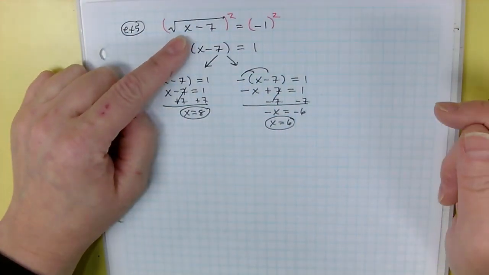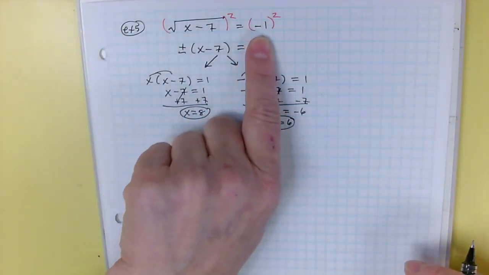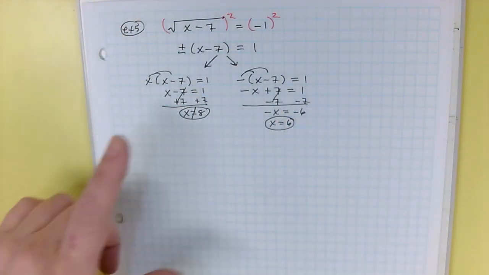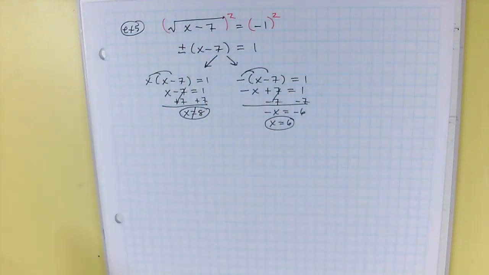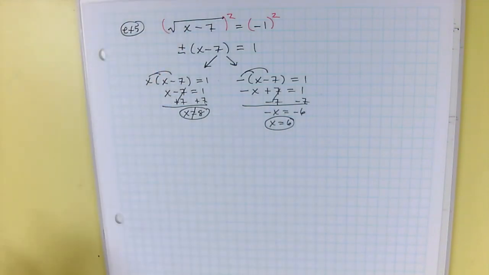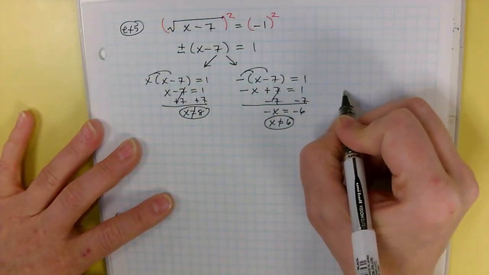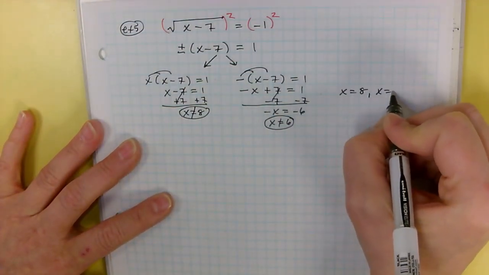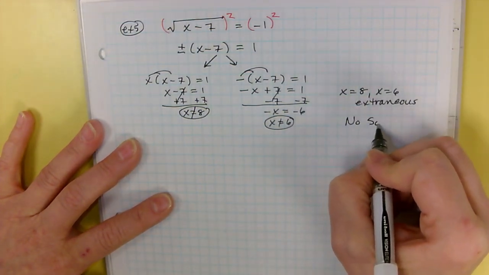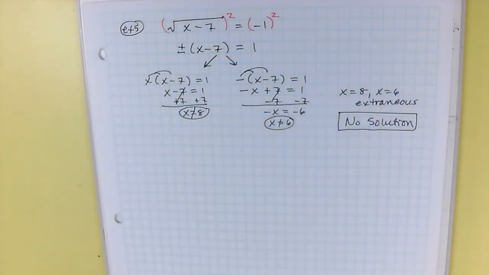Now let's look at what we've got. 8 substituted in does not create a problem. 8 minus 7 is 1. However, the square root of 1 is not negative 1. It's a positive 1. So 8 is extraneous because it doesn't make the left equal the right. Let's try the 6. 6 minus 7 is the square root of negative 1. We can't have a negative under a radical, so that one is also extraneous. So x equals 8 and x equals 6 are both extraneous. There are no more solutions, so this one is a no solution. List your extraneous answers, but then the whole thing is no solution.